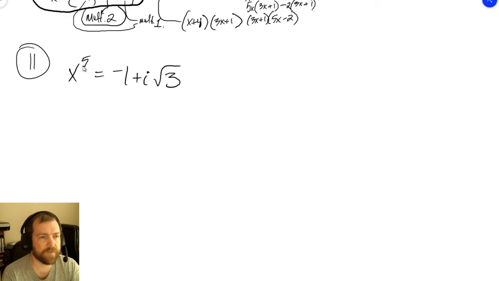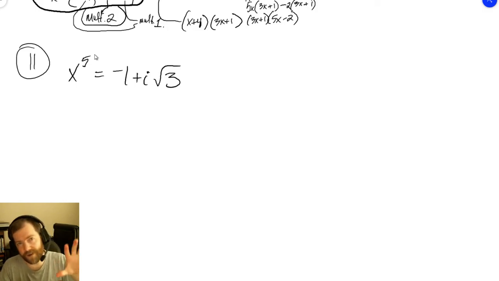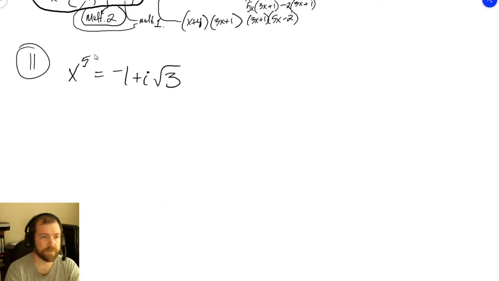But the fundamental theorem of algebra says that for any nth degree polynomial, there are n complex solutions. So there are 5 solutions to this 5th degree polynomial in the complex plane. What are they? Well, the easiest way to do this is to take this here, -1 plus i times root 3, and convert this into polar form.